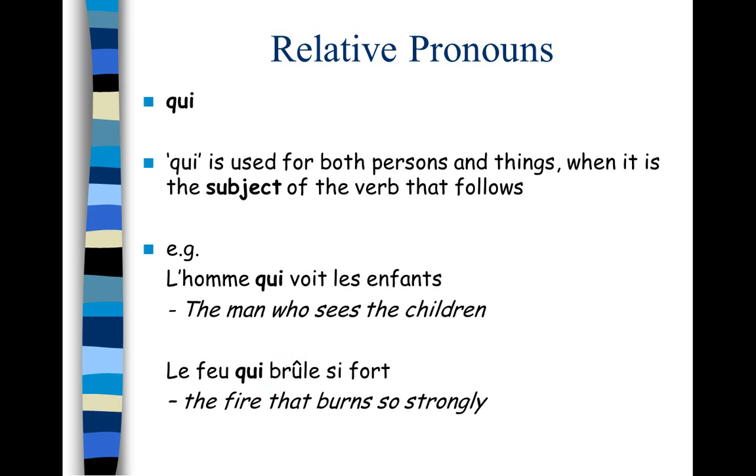Qui. Let's start with qui. Qui is used for both persons and things when it is the subject of the verb that follows. And here's an example. L'homme qui voit les enfants. The man who sees the children.